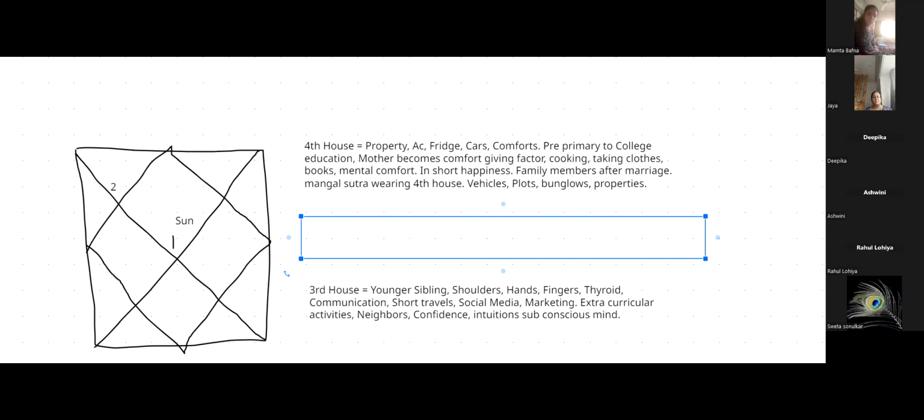And the most important, of course, if this child has grown up and is married, then it is also the house for children. What kind of children will be born? Whether the person will have good children, or those who throw them out and put them into old age homes. All those things will be seen from the 5th house. And generally, it is the first child that you want to see from the 5th house. Next.